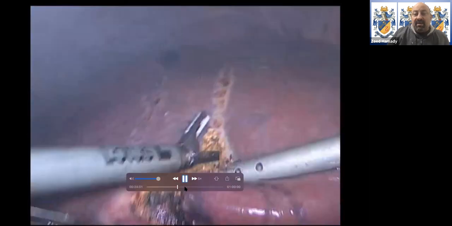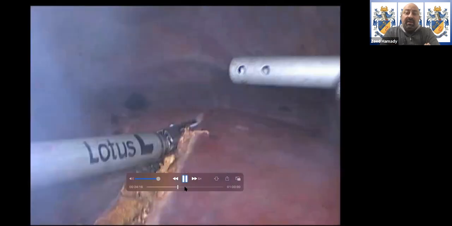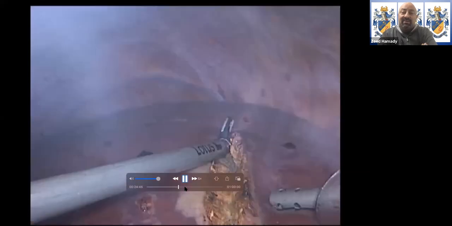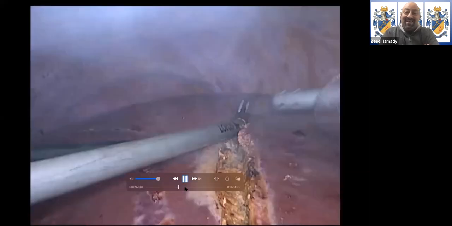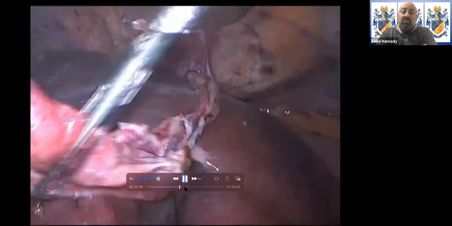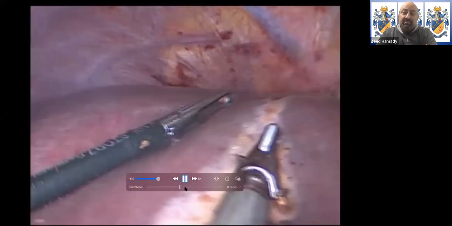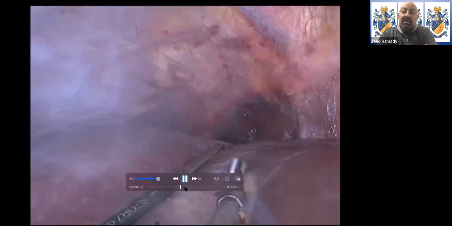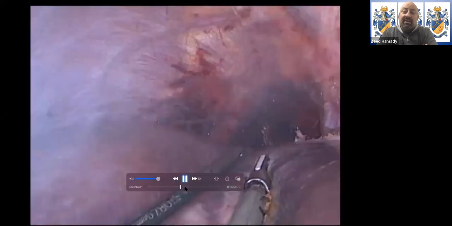Then after we've done that, we started to transect the liver with the harmonic. In the past, so this video is, I think, 3 or 4 years old, because that instrument, I stopped using it. It's a Lotus, which is similar to the harmonic. It's a UK produced machine. At the moment, we use Thunderbeat most of the time. And the reason we use Thunderbeat is because it has a bipolar instrument integrated into the same machine.